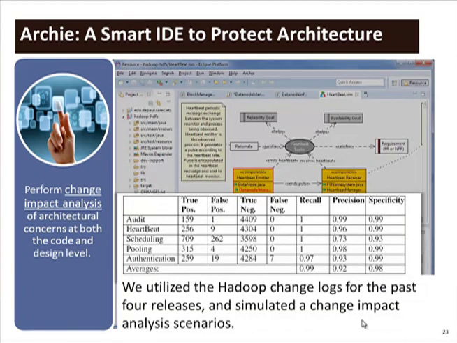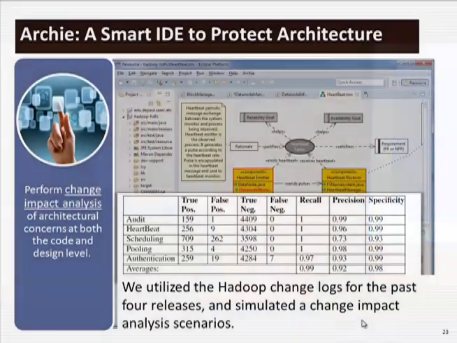What we did, we ran a simulated experiment. Basically, we got Hadoop's change logs over the past 4 releases and simulated how many notification messages we would send to the developers, and how many of them are relevant to the architecture. Because our approach is a data mining approach, behind it we have all those AI techniques, right? It has a precision rate.